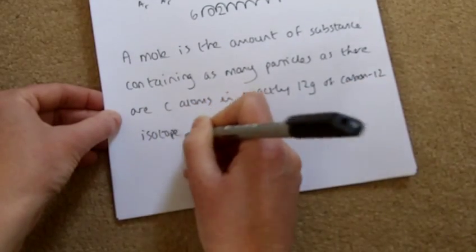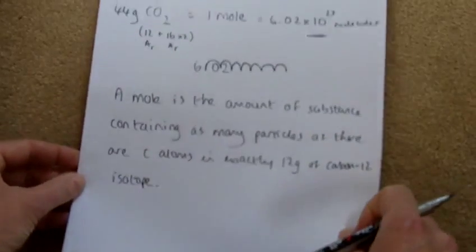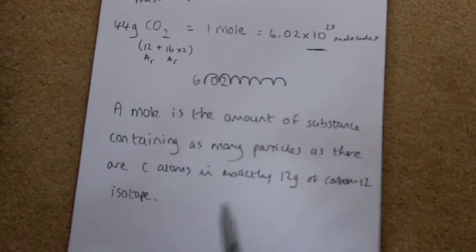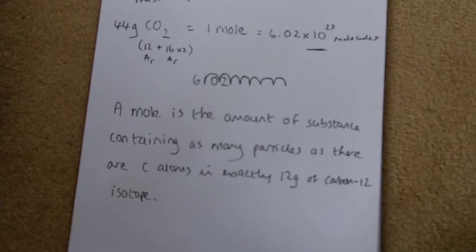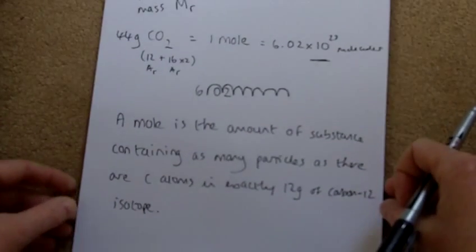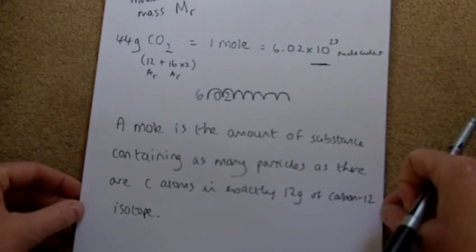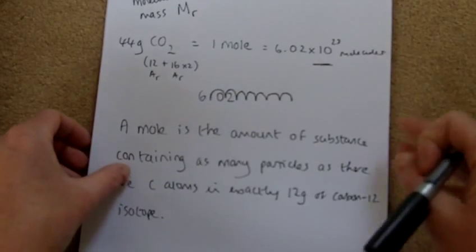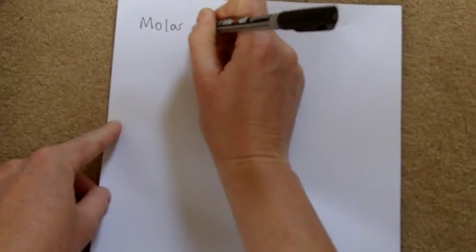You'll be doing isotopes at some point as well. So everything is compared to carbon 12. So a mole is the amount of substance containing as many particles as there are carbon atoms in exactly 12 grams of carbon 12. Okay, so the thing to remember is the relative atomic mass in grams is 1 mole. The relative molecular mass, if it's a molecule, in grams is 1 mole. Okay, we need to know one other thing here. So we need to know as well about molar mass. What is molar mass?